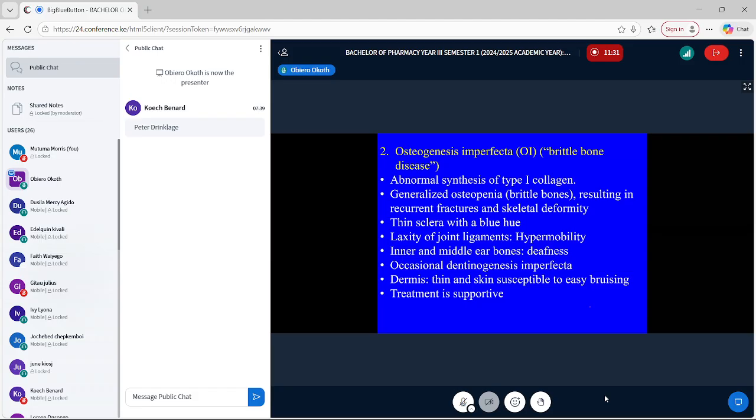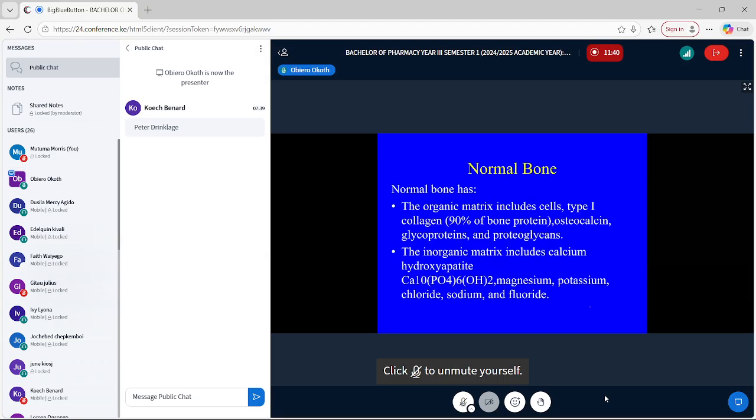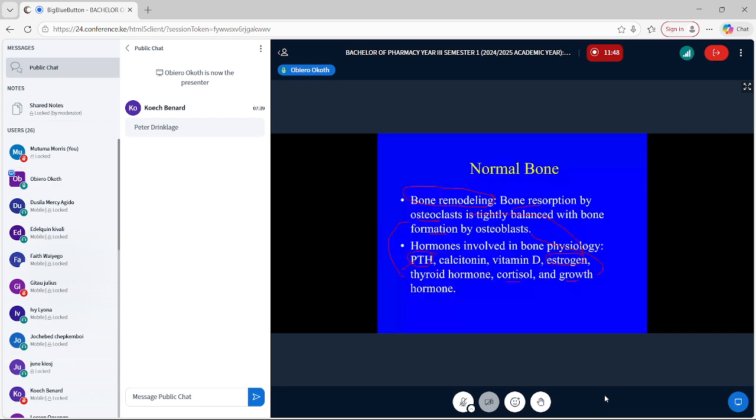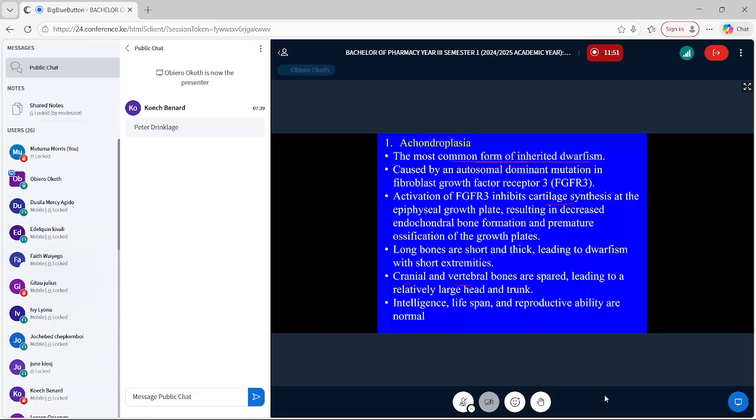Okay. The next one is called osteogenesis imperfecta, or brittle bone disease. This is due to abnormal synthesis of a type 1 collagen gene. 90% of the bone protein is type 1 collagen. So if there is an abnormality of type 1 collagen, the bones become brittle.